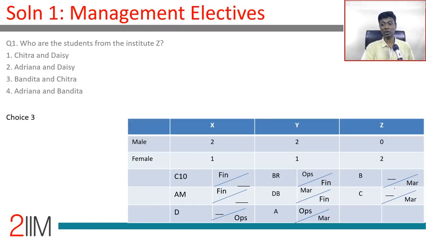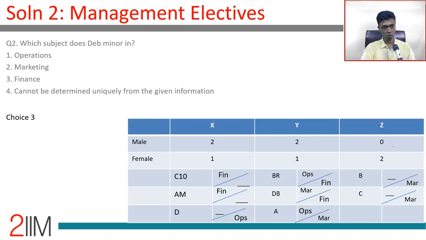Who are the students from Institute Z? B and C, Bandita and Chitra. This is an easy question. Straight away, choice 3. Which subject does Deb minor in? Deb minors in finance. You can see that, choice 3.